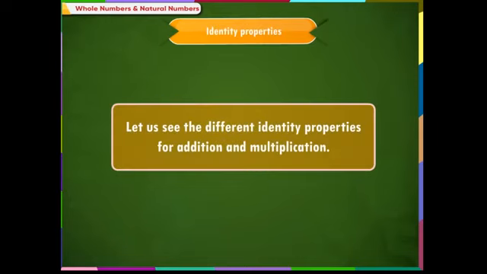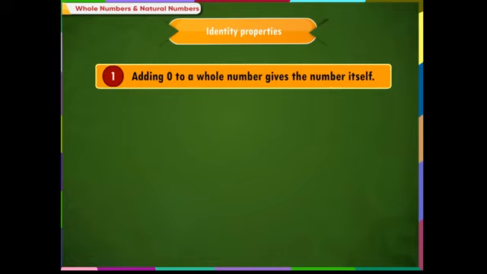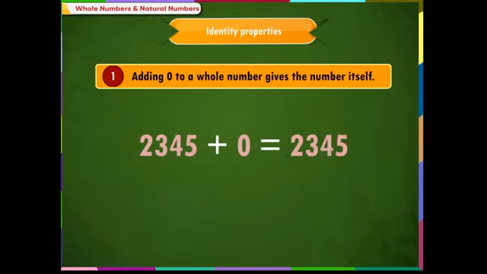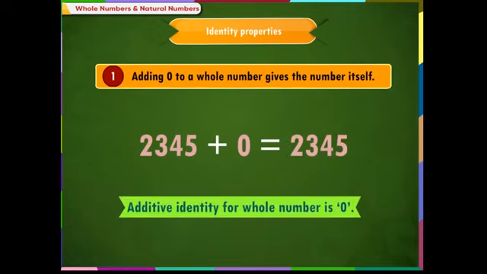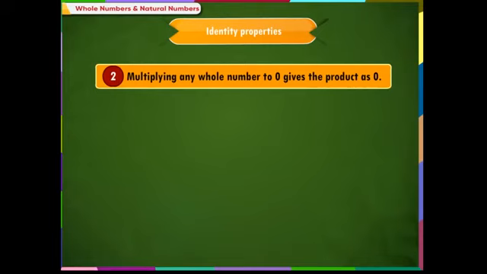Identity properties. Let us see the different identity properties for addition and multiplication. 1. Adding 0 to a whole number gives the number itself. For example, 2,345 plus 0 is equal to 2,345. We call 0 the identity for addition or additive identity for the whole number. 2. Multiplying any whole number to 0 gives the product as 0. For example, 678 into 0 is equal to 0.